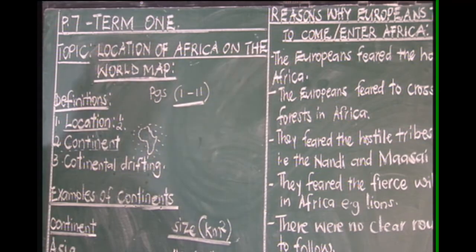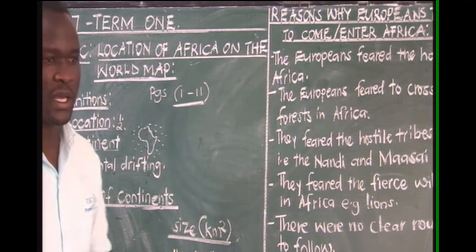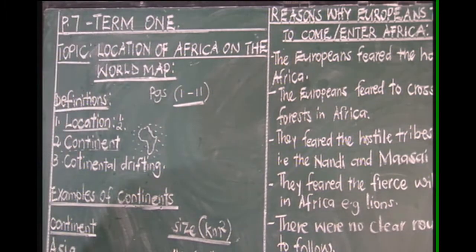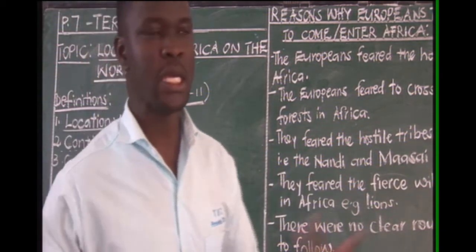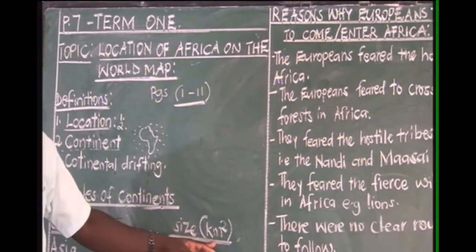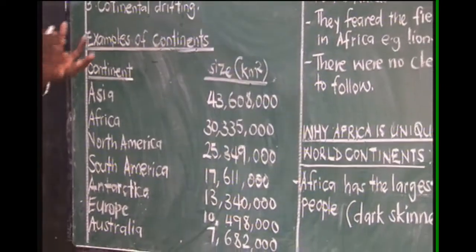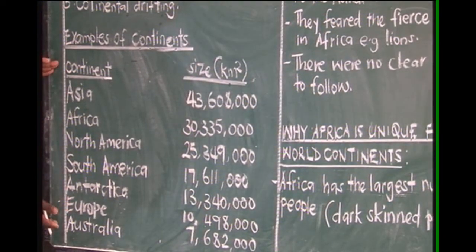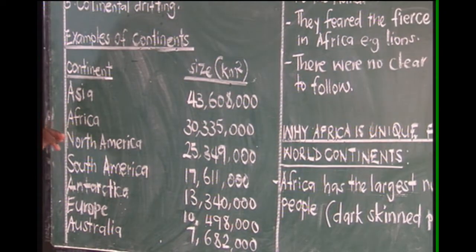Let's continue with our lesson. We have the examples of continents that we have in the world. Like I said, Africa is one of them. Therefore, we are going to look at the continents and their sizes. How large, how big is each continent? The size is in square kilometers. Now, we need to follow the sizes of these continents. That's why we have summarized the continents here on the board with their sizes.